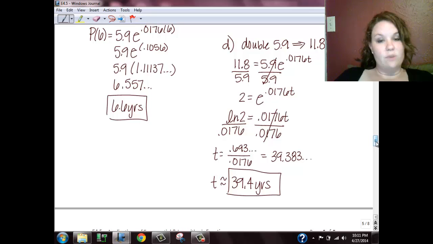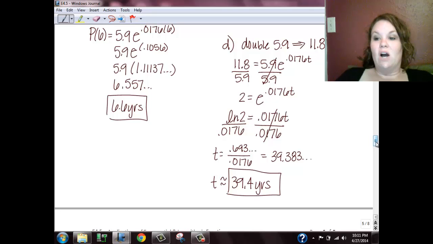So I went ahead and rounded it to 1 decimal place. Again, you want to do whatever your MyMathLab tells you. So it'll take roughly 39.4 years in order for our population to double here.